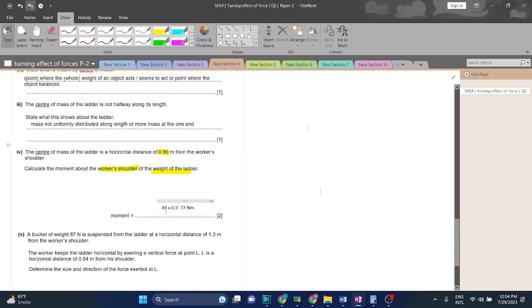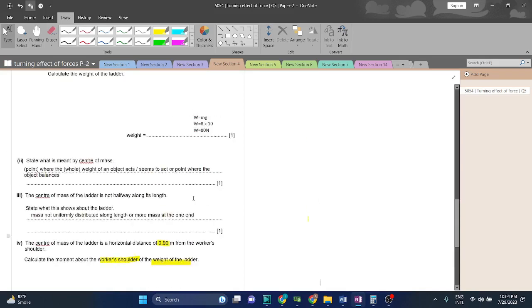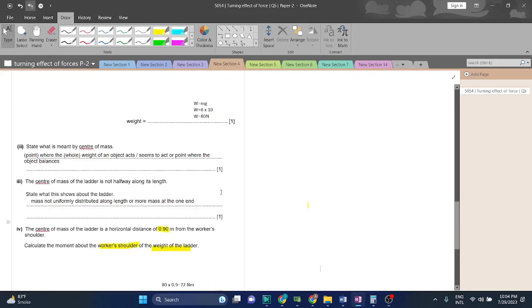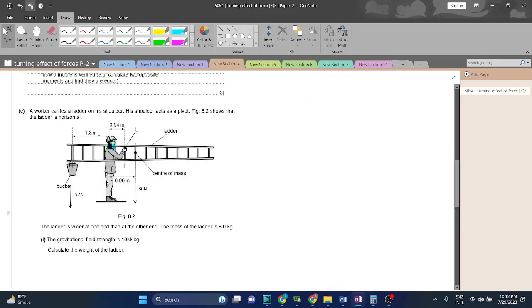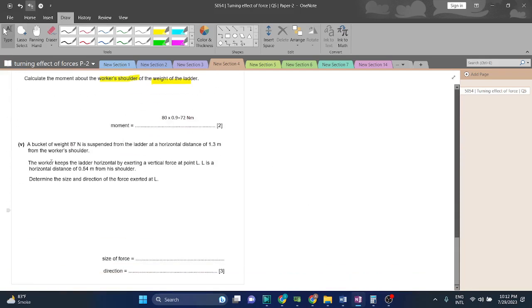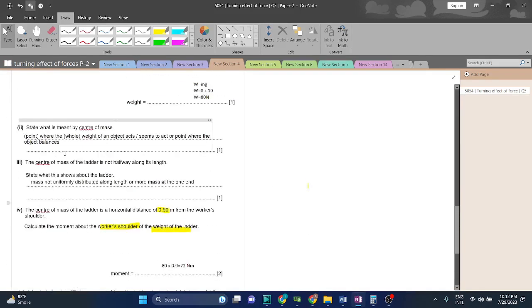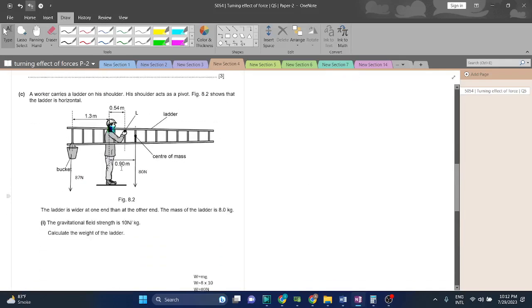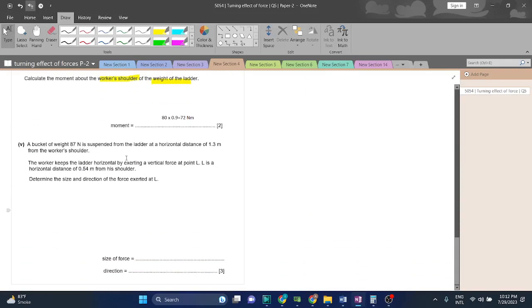How did we get Newton meters? This value of weight is in newtons and this value is in meters. So Newton meters, very easy. Now let's do part C, part 5, right? It is a very easy question. Don't let the size fool you. If you look at its length it will seem a bit scary, but it is not.